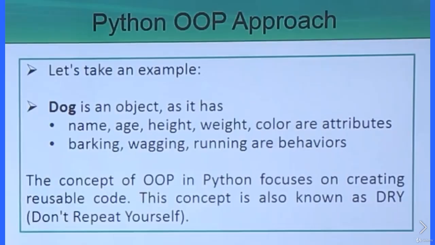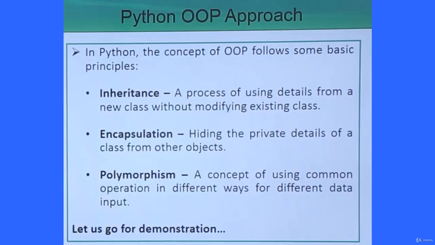In Python, the concept of object oriented programming follows some basic principles. So what are the principles? We basically have three principles: the first is inheritance, next is encapsulation, and next is polymorphism. A process of using details from an existing class in a new class without modifying the existing class is known as inheritance, where the reusability of code is implemented.